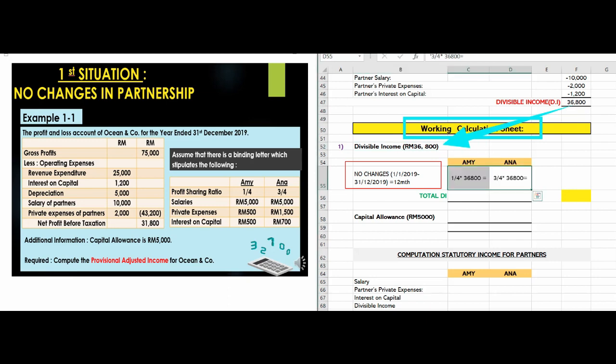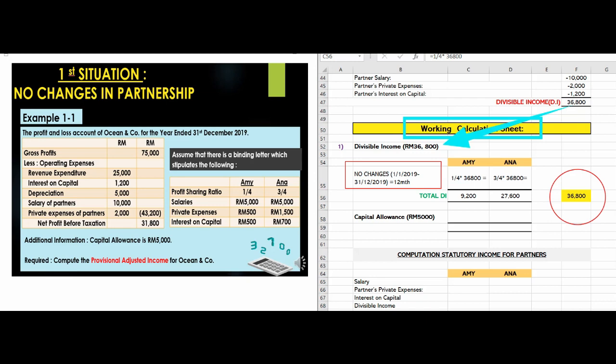For Amy, the profit sharing ratio is 1/4 times 36,800. For Anna, the PSR is 3/4 times 36,800. So the amount of DI for each partner is 9,200 for Amy and 27,600 ringgit for Anna. If you are not sure whether you have divided the divisible income in the correct amount, the total amount will be the same as the divisible income.